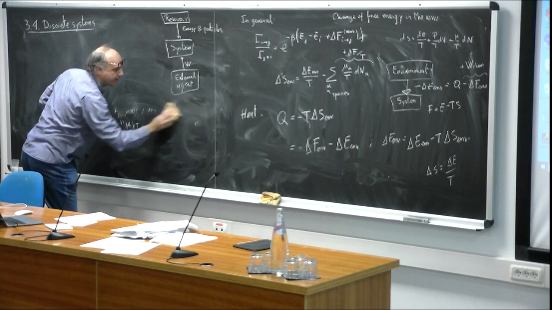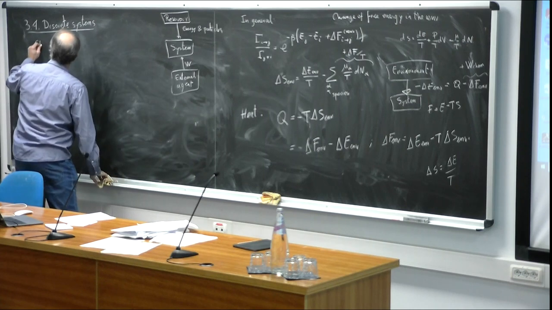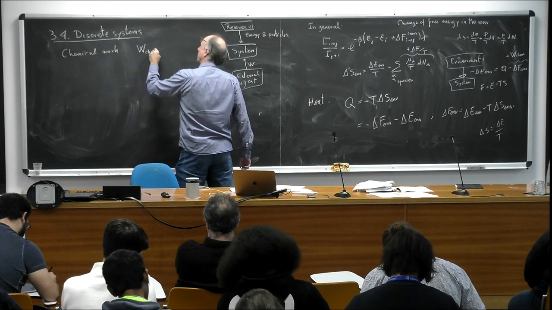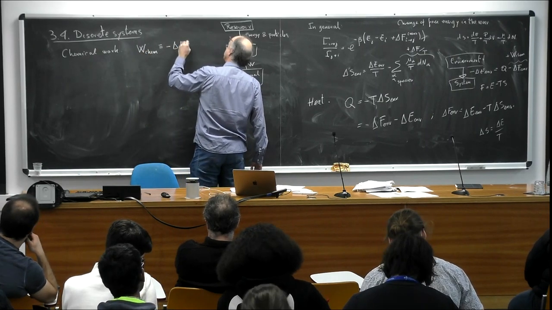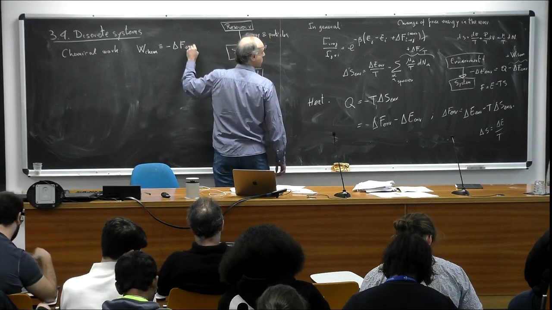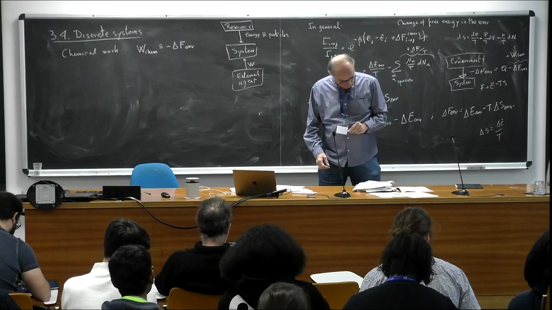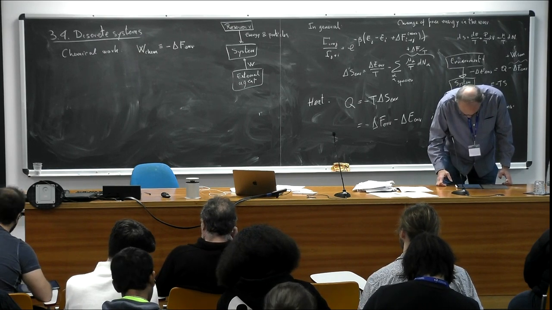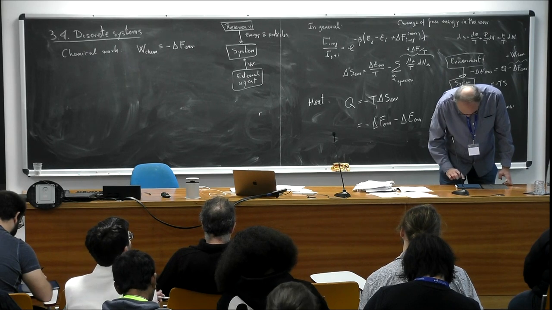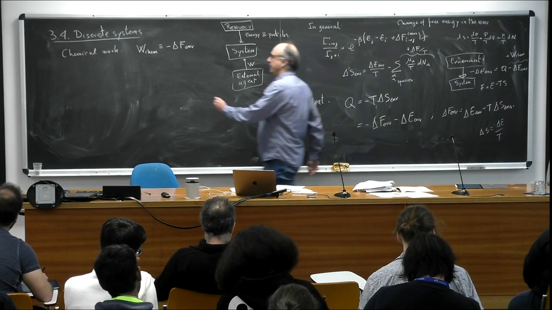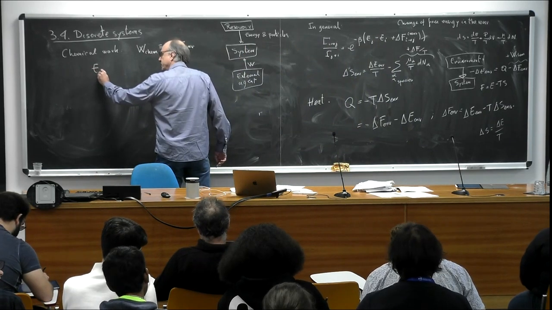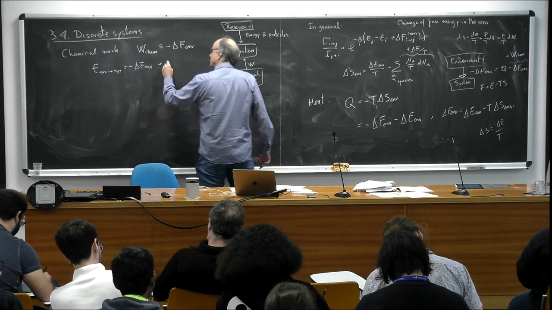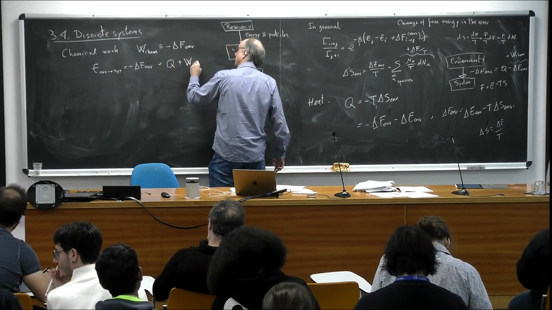So now we have defined the chemical work as minus delta F in the environment. It's with a minus. The energy that the environment introduces into the system, let me use this notation, which is minus delta E of the environment, is Q plus the chemical work.